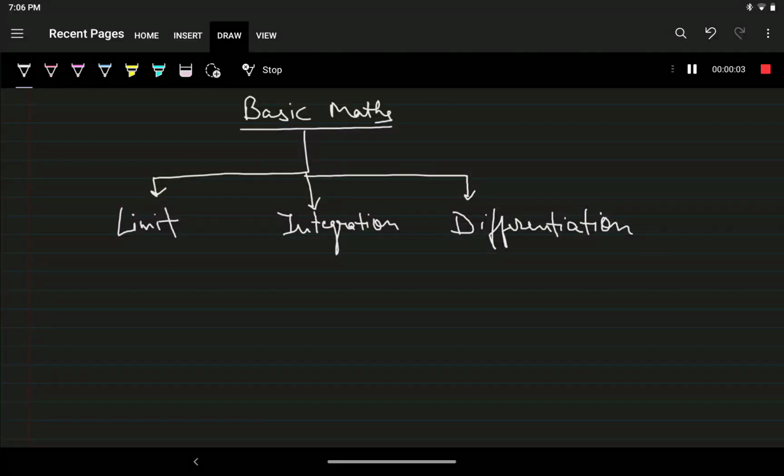In today's video, we will learn about basic maths. So in basic maths, there are three types: limit, integration, and differentiation. Now we'll see each of them one by one. Now, if we see differentiation.